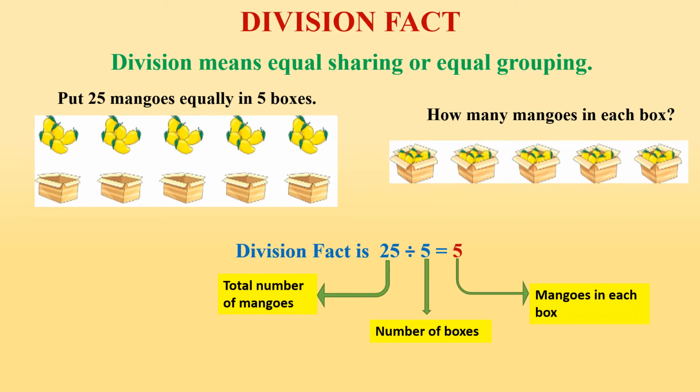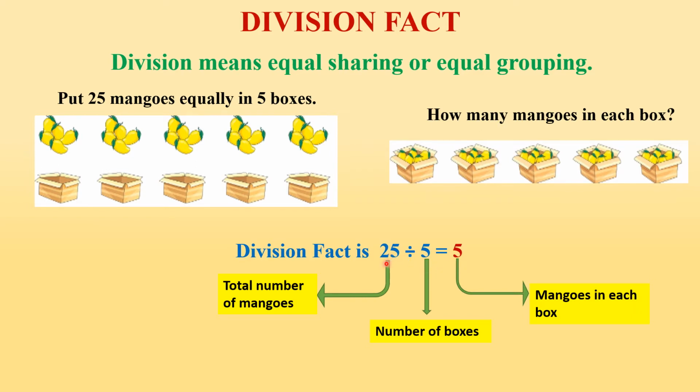Suppose you have 25 mangoes and you want to put them equally in 5 boxes. How many mangoes will be there in each box? Yes, 5 mangoes in each box. So the answer is 5. And the division fact is 25 divided by 5 is equal to 5.